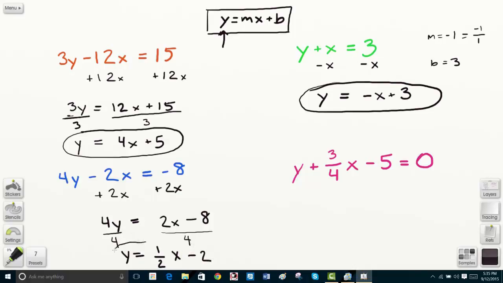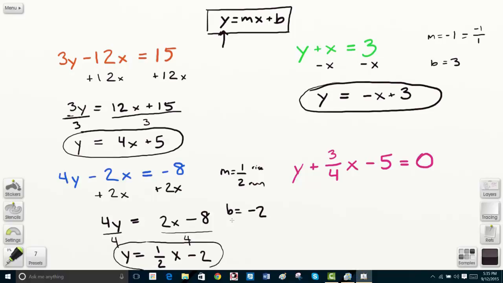And I have my y equals mx plus b equation, where the m is 1/2. That means the rise is 1, the run is 2, and my intercept is negative 2.